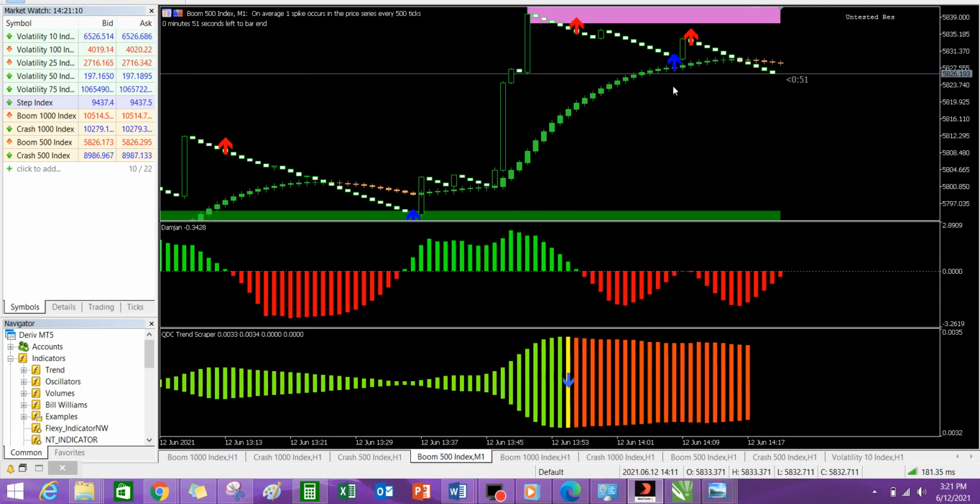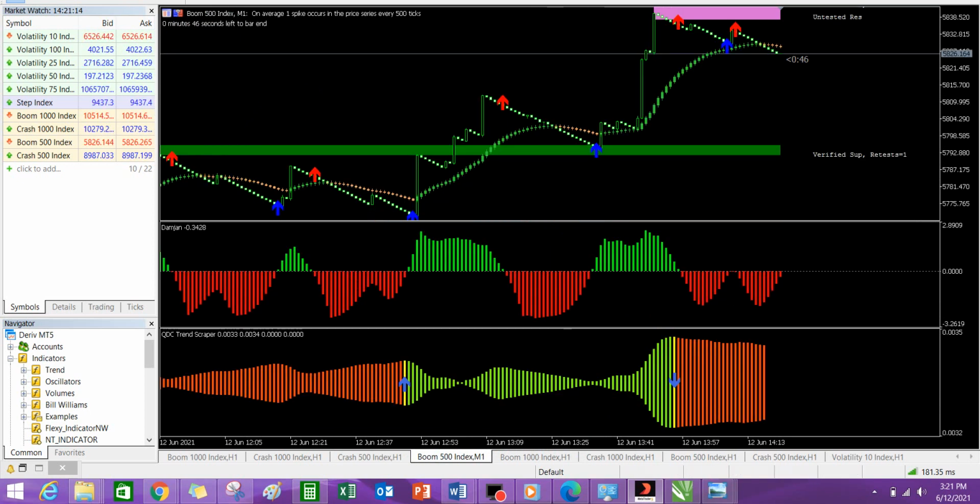For Boom 500, this is what we have, and I'm using the QDC scraper indicator for Boom 500. Okay, you can see that it's been on uptrend for a while. The uptrend started from here, from this level. This is 1 minute time frame. It started from here and started spiking from here till it got to this level. This is the resistance level, and that is where the uptrend stopped.